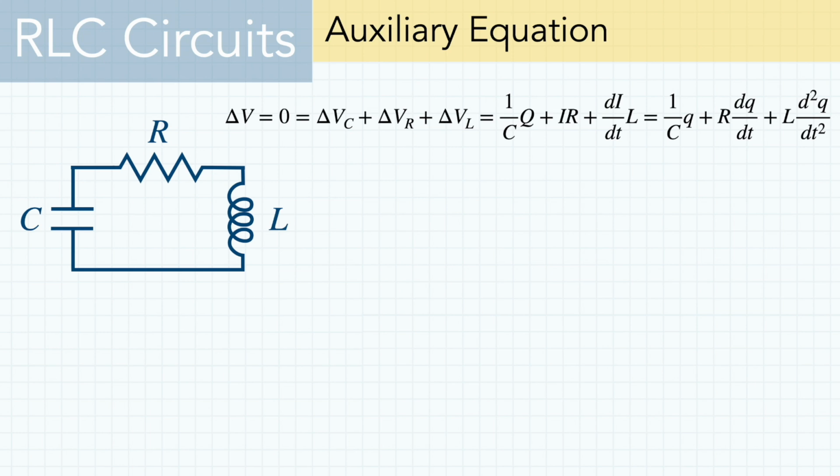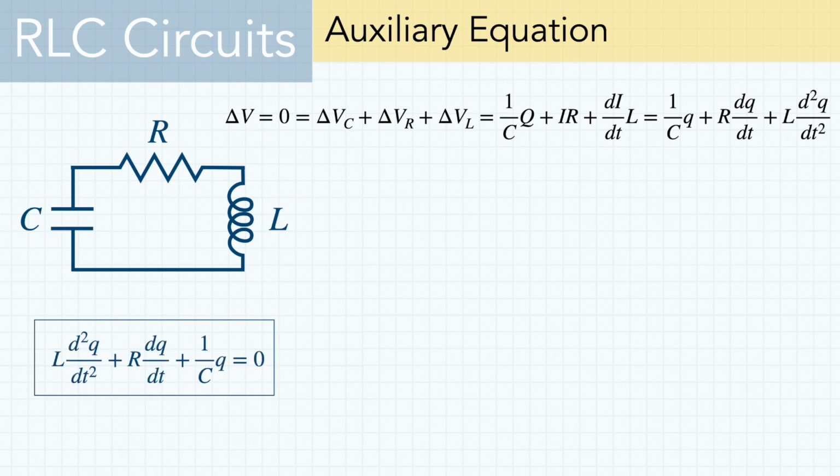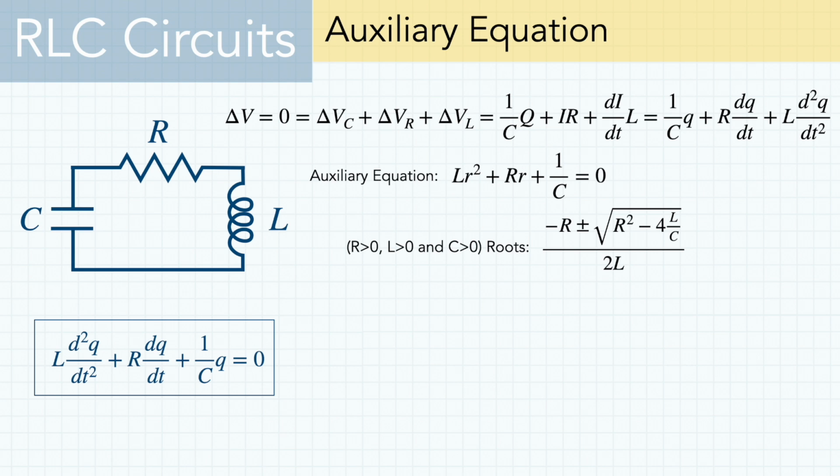And once again, we can plug in the fact that Q equals Q, I equals dq/dt, and di/dt equals the second derivative of charge. Once again, we're writing the auxiliary equation as we did earlier, and since we know that all three of these coefficients are positive, these are the roots that we will be left with using the quadratic equation.